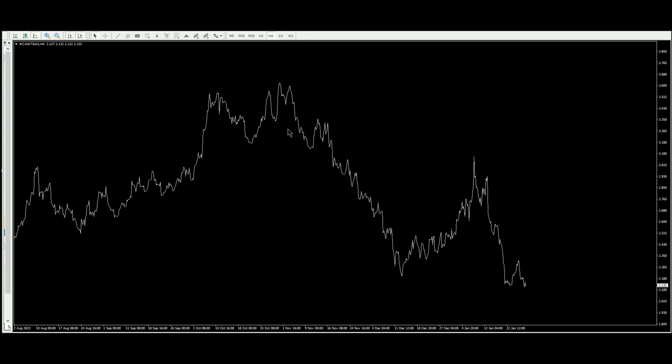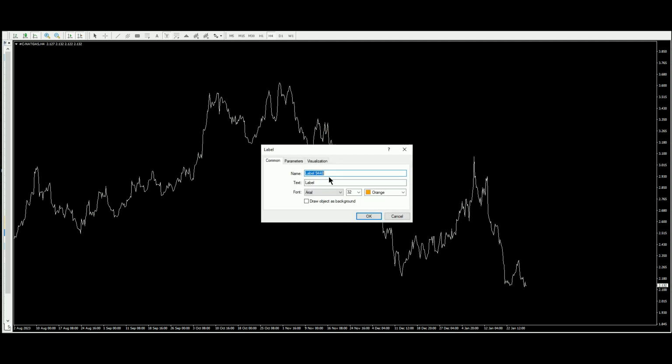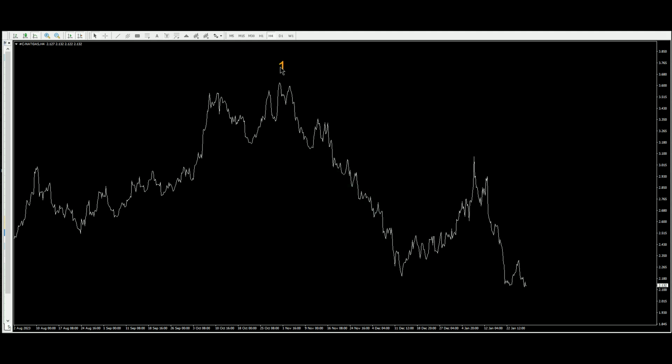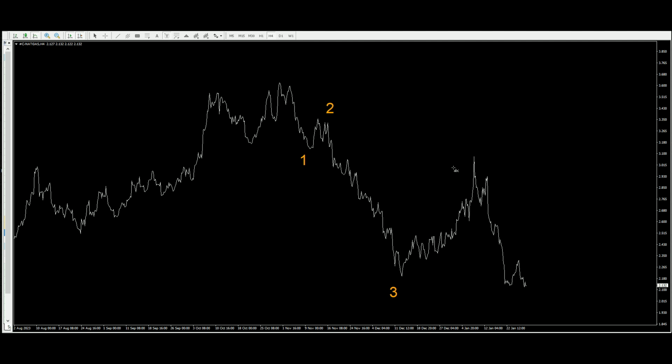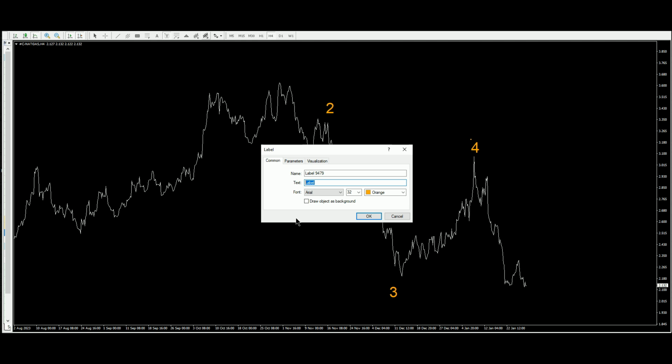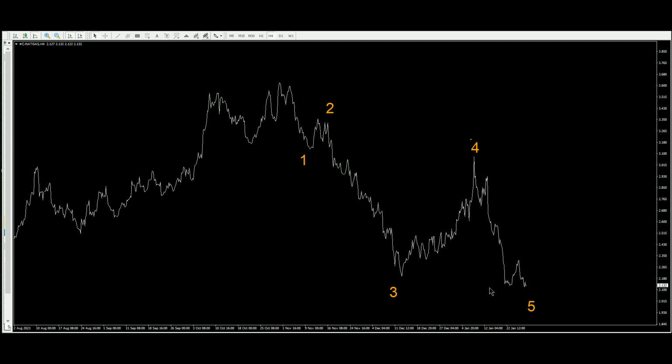Okay, this is natural gas 240-minute chart, and here is wave 1, 2, 3, 4, 5, and look at this wave 3 and 4.